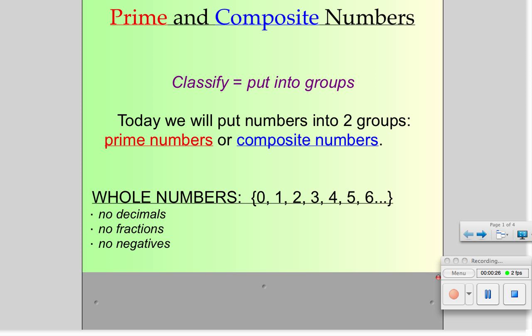And you can see the set of whole numbers is 0, 1, 2, 3, and so on. So with whole numbers, we don't have any decimals to worry about, no fractions, and no negatives. So that's a bonus. You can see that 0 and 1 are part of the whole numbers. However, 0 and 1 are special cases, and we don't classify 0 or 1 as prime or composite, just all of the other numbers.